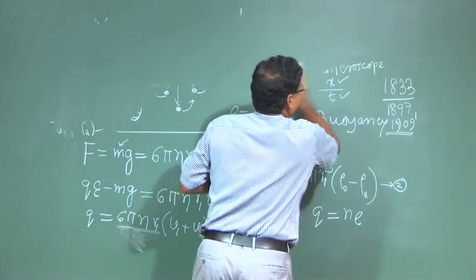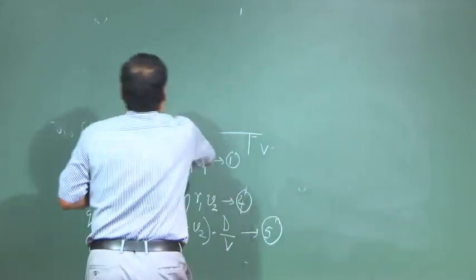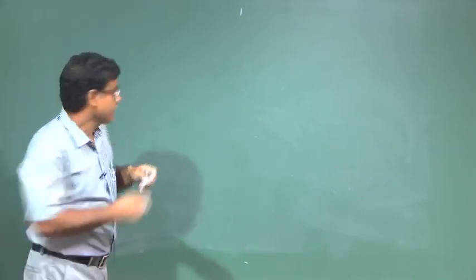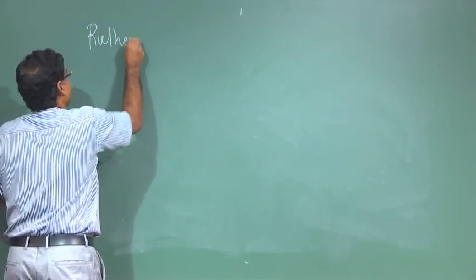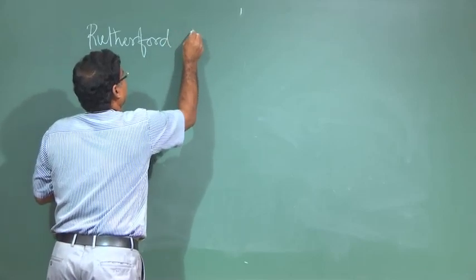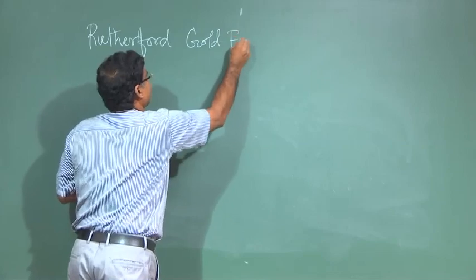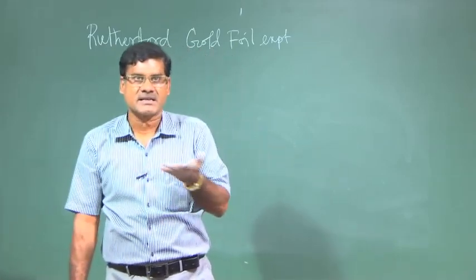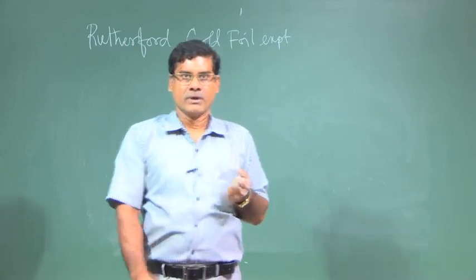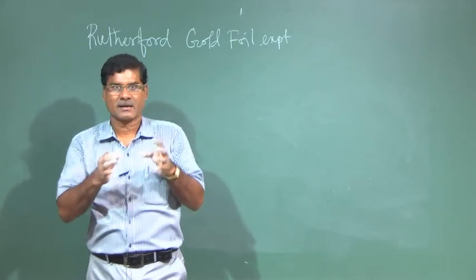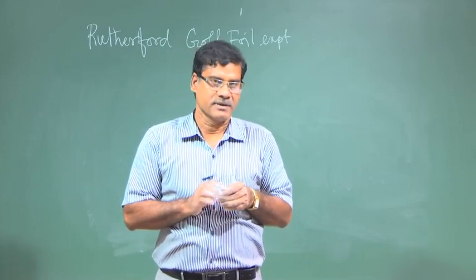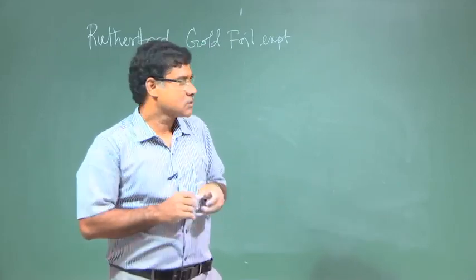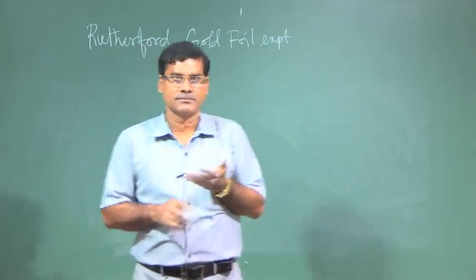So the next experiment is Rutherford's gold foil experiment. Okay. So foil is basically a very thin sheet. It is called foil, like the aluminum foil we use to pack our food, okay. I think this foil is maybe thinner than that aluminum foil. Okay. So what he did, he used a radioactive material, which emits alpha particles.